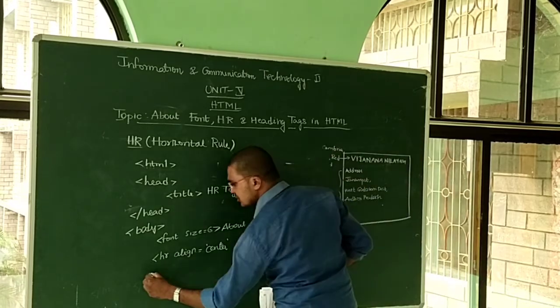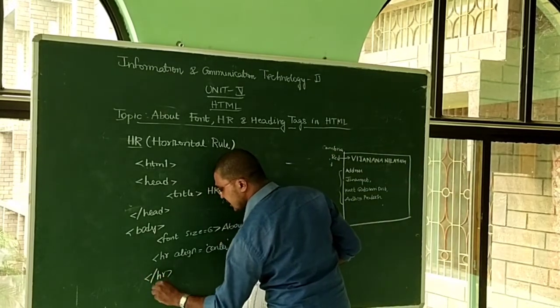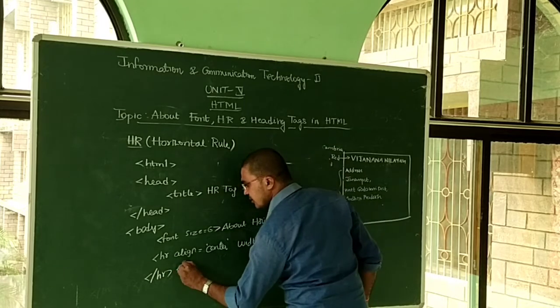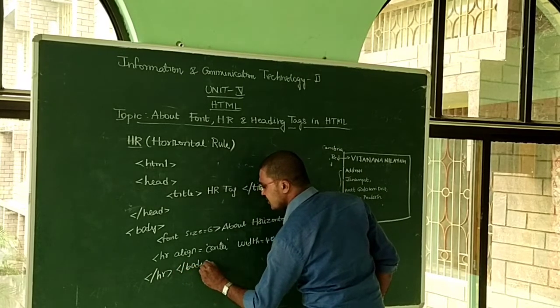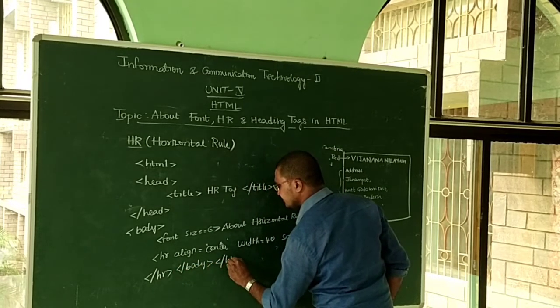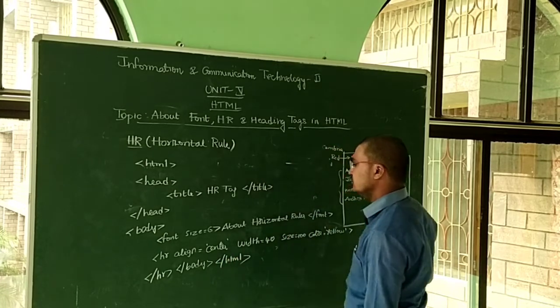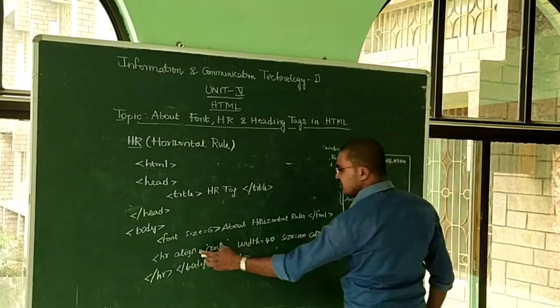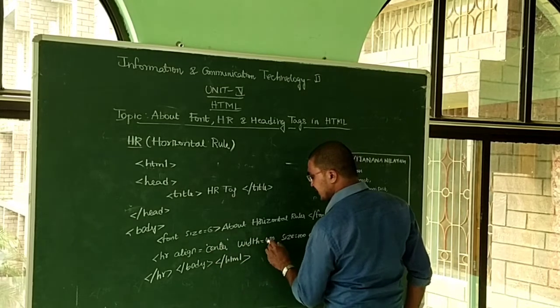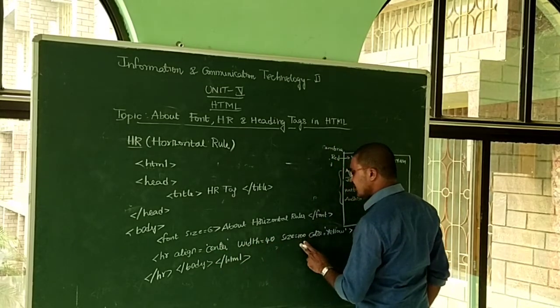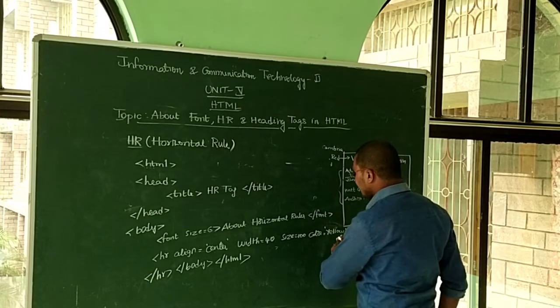Okay, once it's closed, immediately end with the HR tag and close the body tag and close the HTML tag. All are completed. So align center, width is 40 pixels, size is 100 pixels, and the color of the line will always appear black.